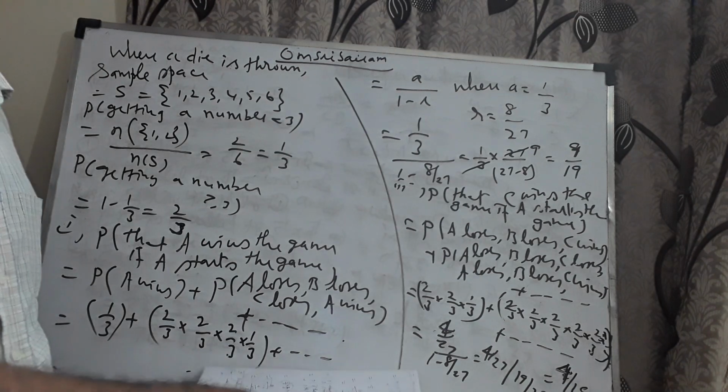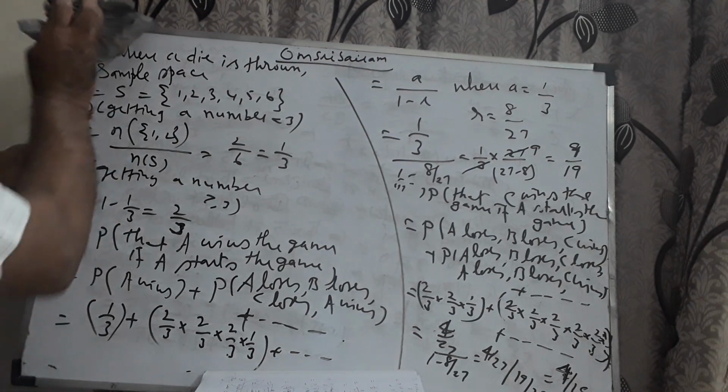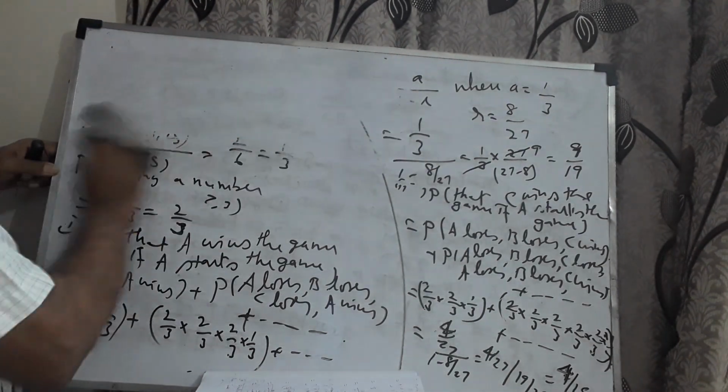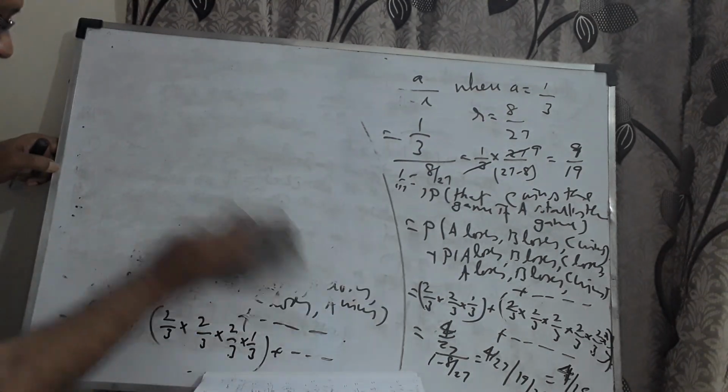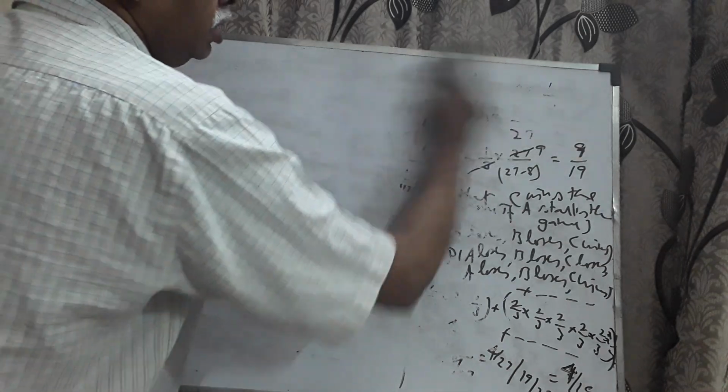If in the same question you are required to find out that B wins if A starts, it will be 1 minus the sum of these two. You can even very well write P of A loses, B wins, plus P of A loses, B loses, C loses, A loses, B wins, and so on. If you try to find out, we will get the same answer as 1 minus the sum of these two. Both will be the same. You can write 1 minus the sum of these two probabilities, or use a similar argument to what we have done here.